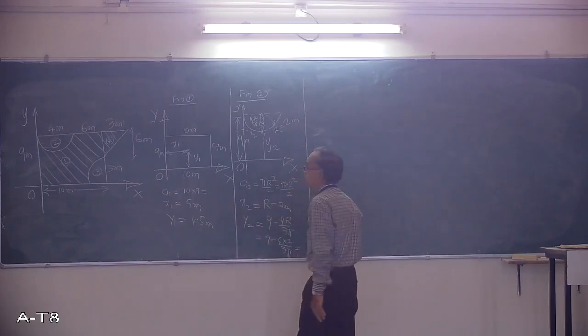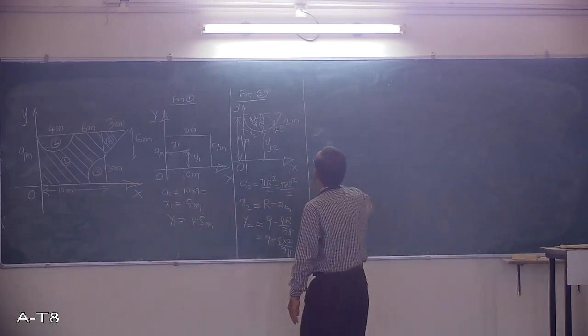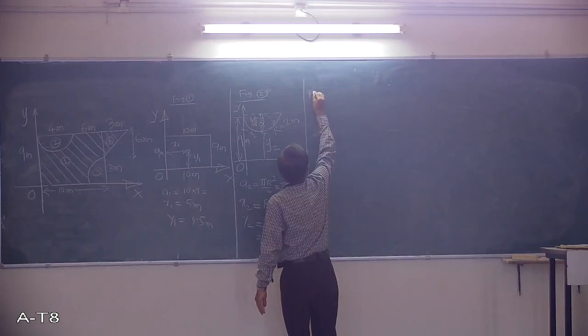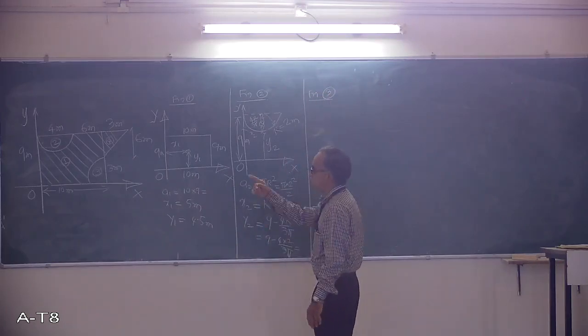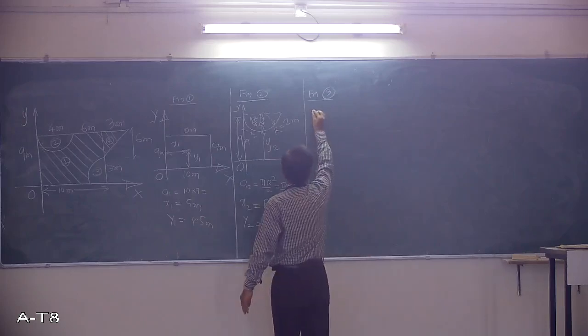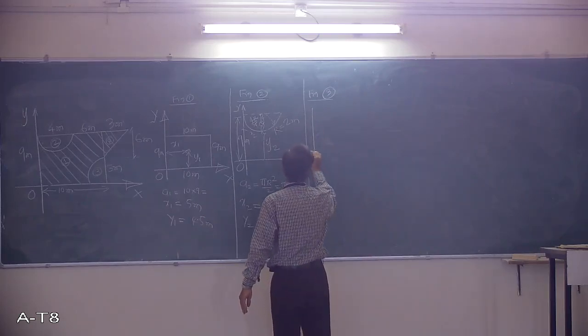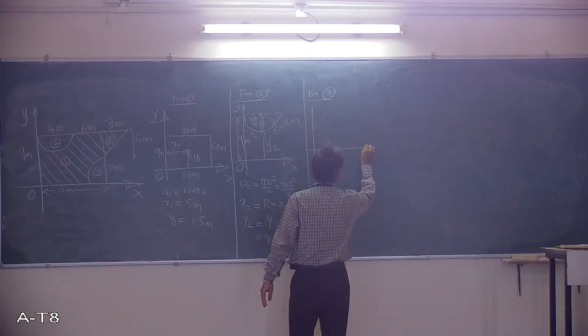Then I come to figure 3, the quarter circle. Once again I write the x and y axis. I told you, if you don't write, the problem will go wrong.